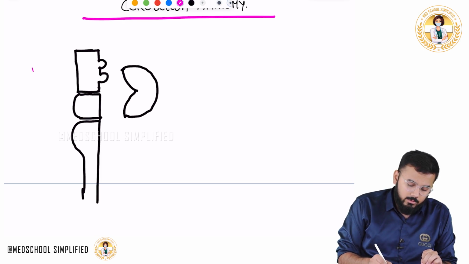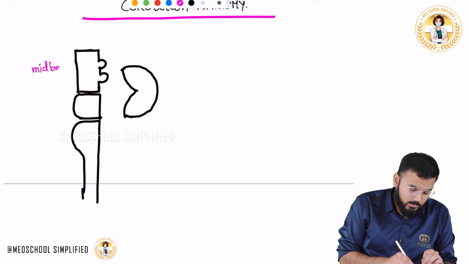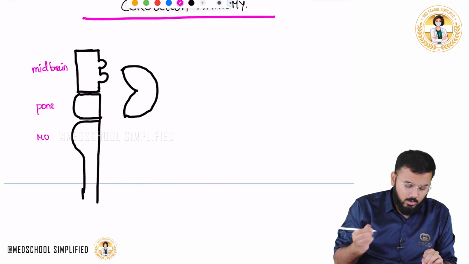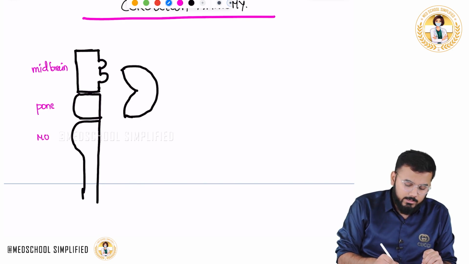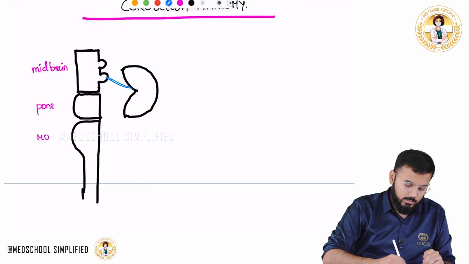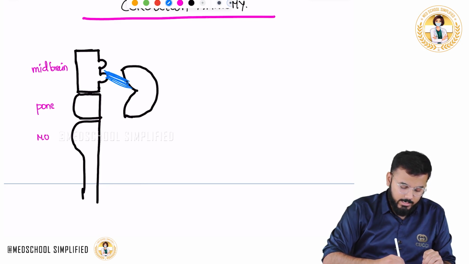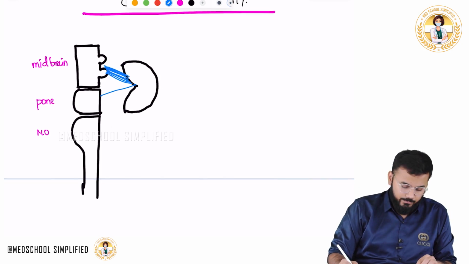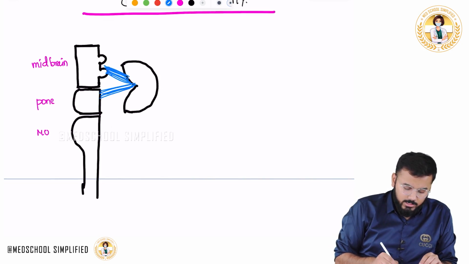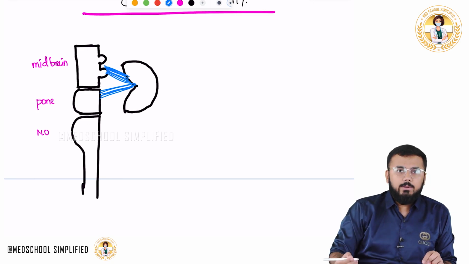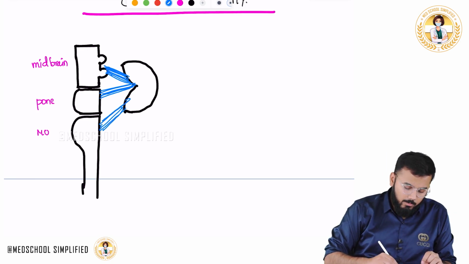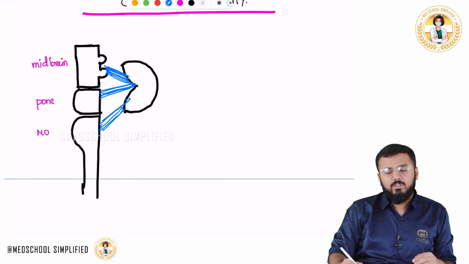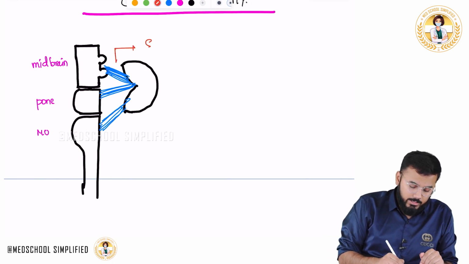So first of all let me write down these parts. This part is called the midbrain, this part is called your pons, and this part is called your medulla oblongata. So midbrain is attached to the cerebellum with the help of superior cerebellar peduncle. Pons is also attached to the cerebellum with the help of middle cerebellar peduncle. And medulla oblongata is attached to the cerebellum with the help of inferior cerebellar peduncle. So let us write down these things.